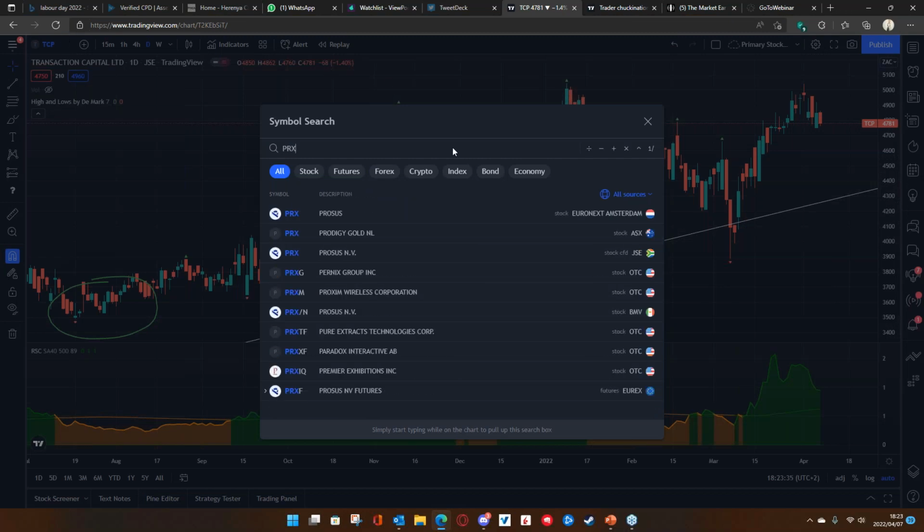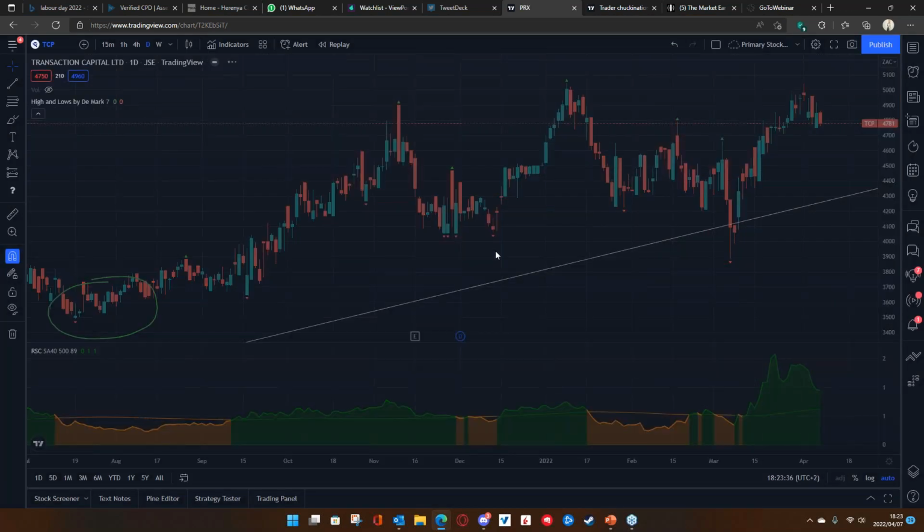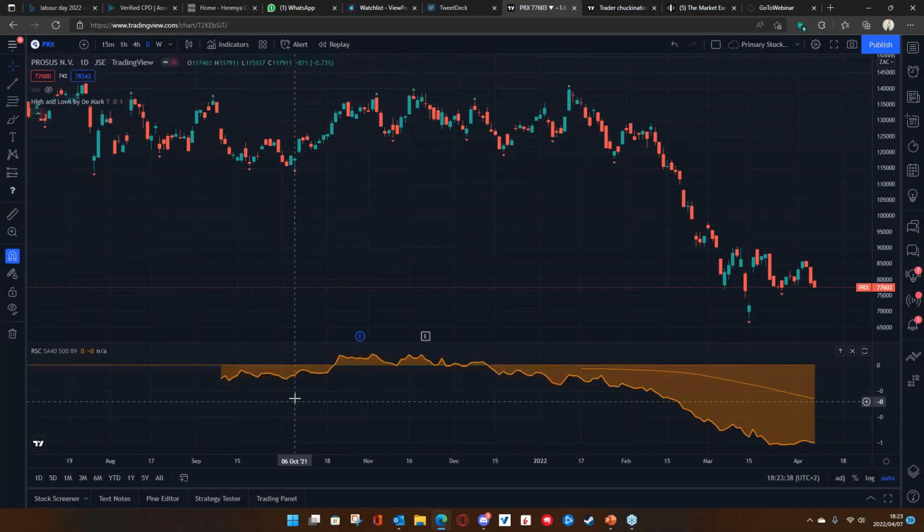Process, right? You can see here that Process is by far underperforming, because there's our moving average there, by far underperforming the top 40.